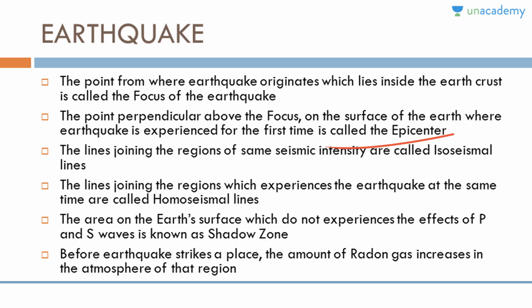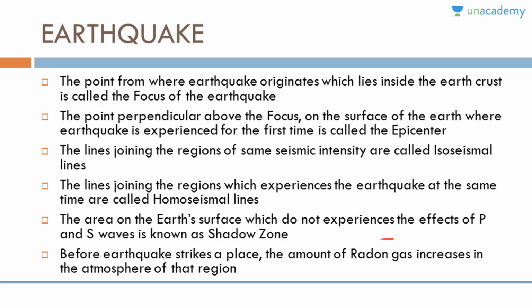There are two kinds of lines that join the places which experience earthquakes. First one are called isoseismal lines, which join the places of same seismic intensity, and the second one are homoseismal lines, which join the places which experience the earthquake at the same time. There are certain areas on the Earth's surface which do not experience the effects of P and S waves, and these areas are known as shadow zones.